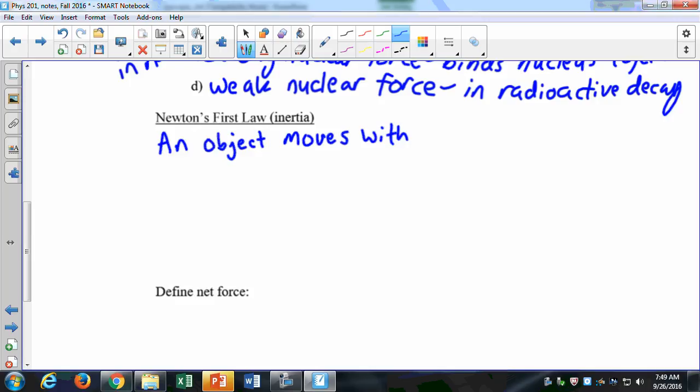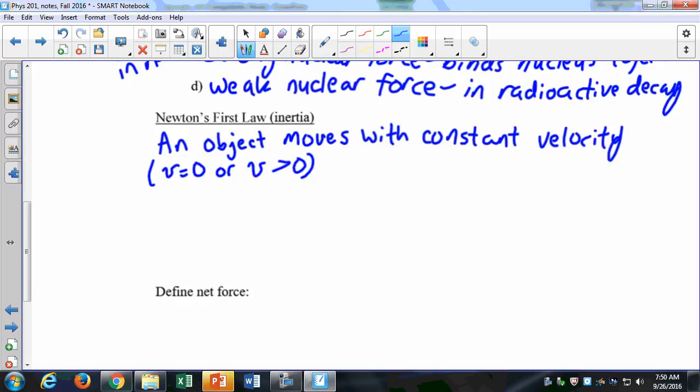with constant velocity unless acted upon by a force. And that constant velocity can also mean v equals 0 or v greater than 0. So either stationary, which would be constant velocity, or constantly moving at a certain velocity. So it moves with constant velocity unless acted upon by a force. We call this the law of inertia.